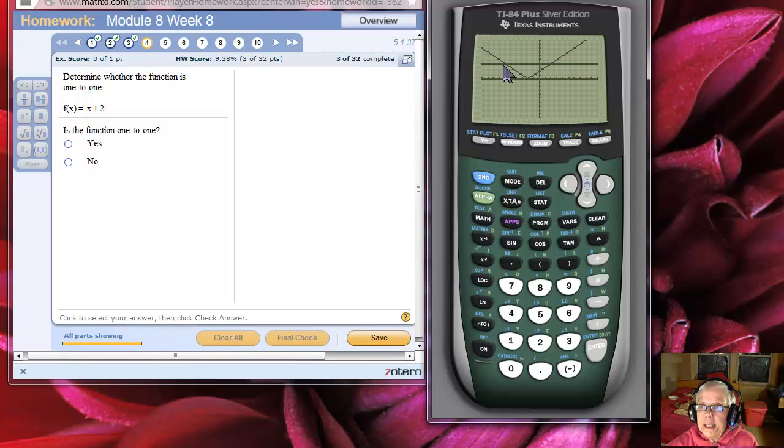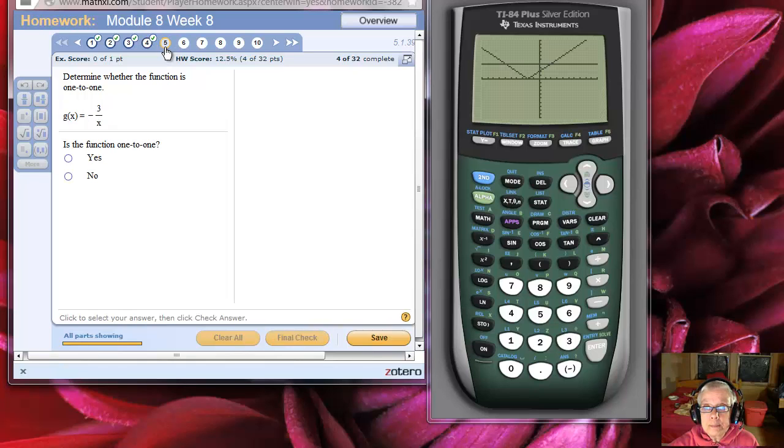Therefore, while this is definitely a function, it is not a one-to-one function. So it doesn't have an inverse, not an inverse function. So I'll say no. And check answer. All right. Now I'll go to 5. Now determine whether this function is 1-to-1.